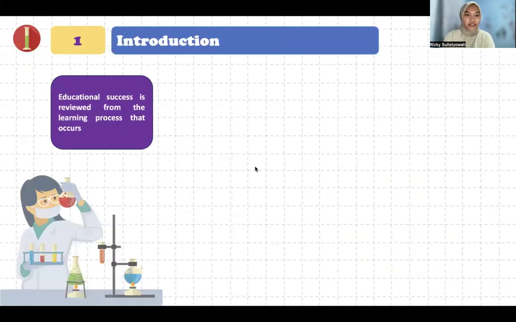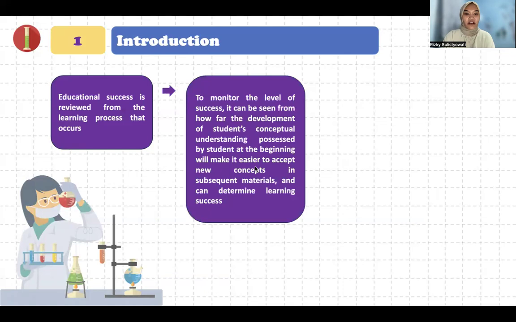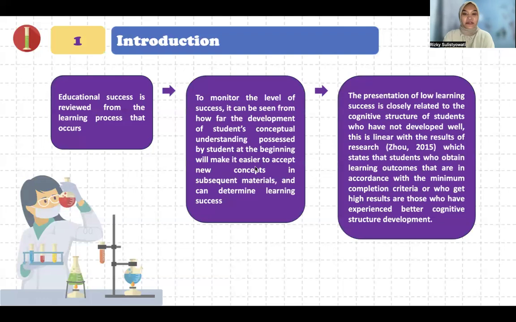For the introduction, educational success is reviewed from the learning process that occurs. To monitor the level of success, it can be seen from how far the development of student conceptual understanding is. The understanding possessed by students at the beginning will make it easier to accept new concepts and subsequent material and can determine learning success.